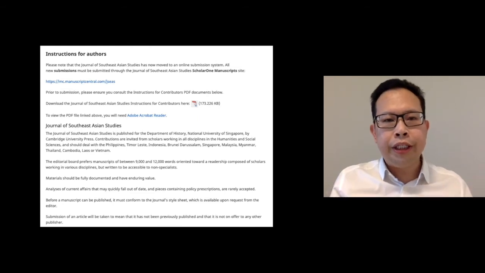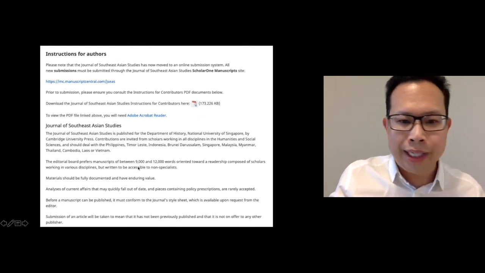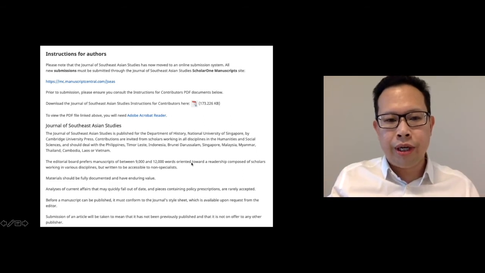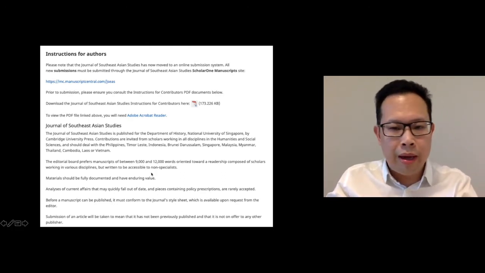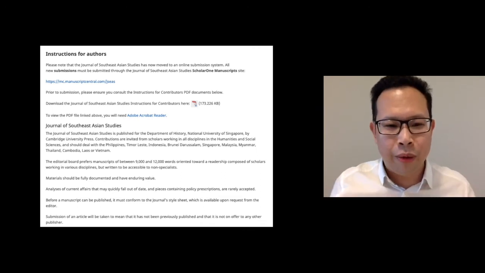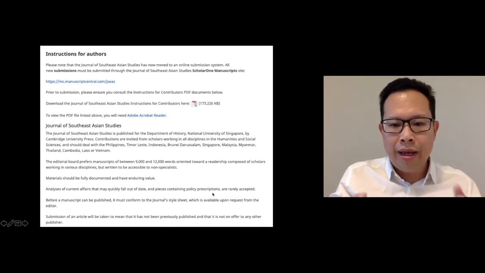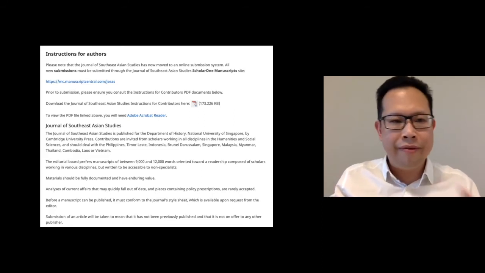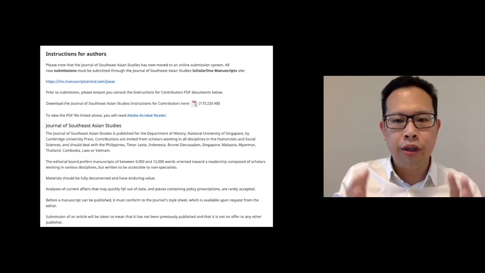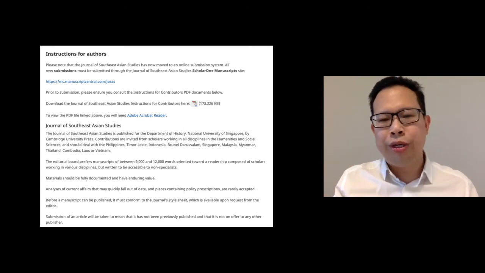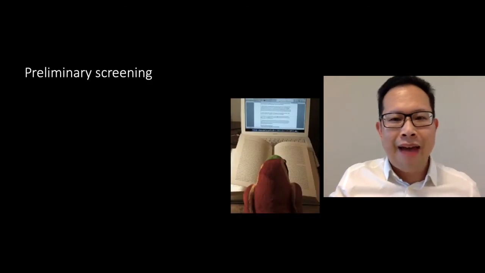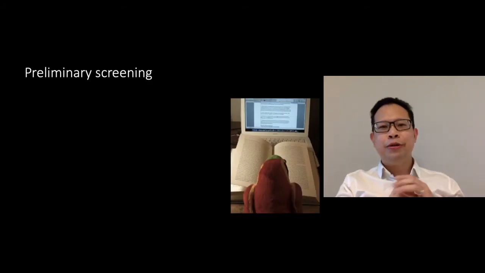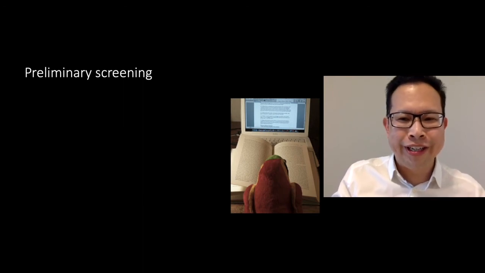So also in the instructions for authors page, you usually know what the word count is. The journal editors want you to keep your manuscript between, for instance, a certain number of words. You shouldn't exceed the word count, and also there are other important instructions that you can find in the instructions for authors. So pay attention to that and always read through that before submitting your manuscript to a journal. And now, what happens after you submitted your manuscript to the journal?